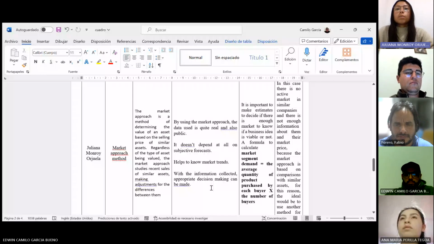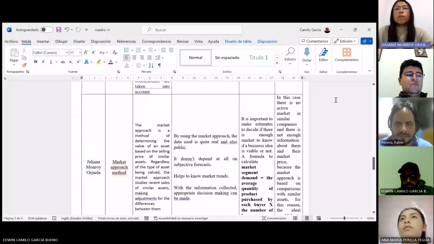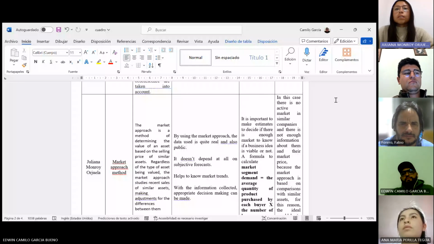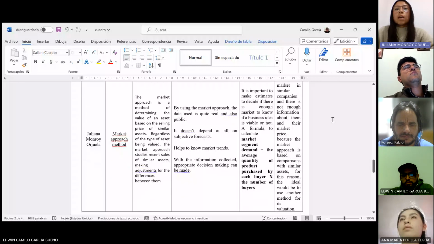A formula to calculate market segment demand is equal to the average quantity of product purchased by each buyer multiplied by the number of buyers. In this case, there is no active market in similar companies and there is not enough information about them and their market price, because the market approach is based on comparisons with similar assets. For this reason, the idea will be to use another method for its valuation.